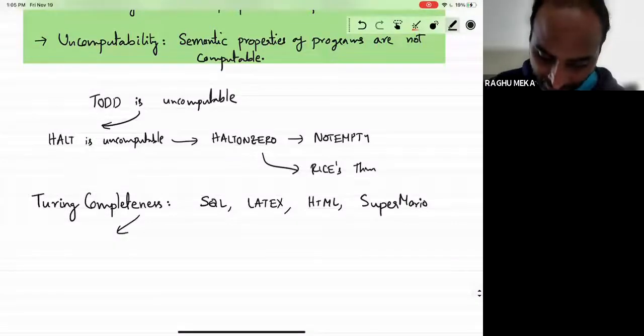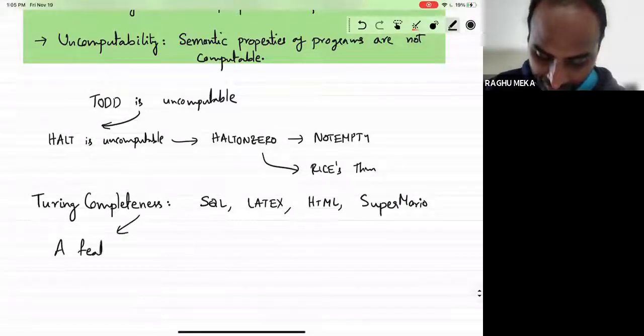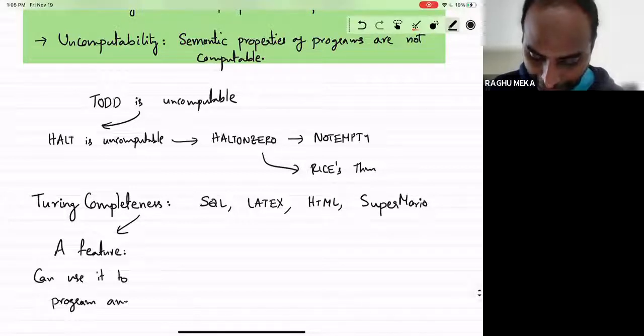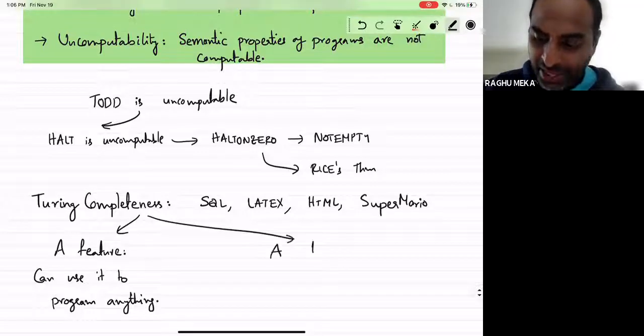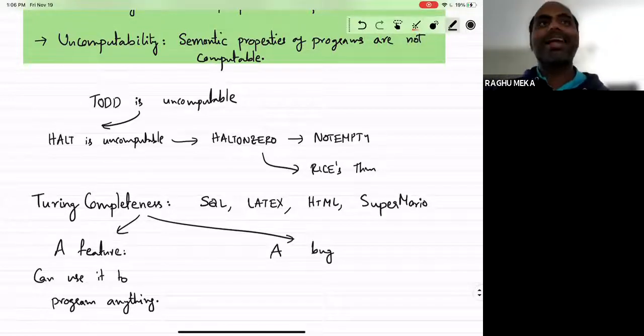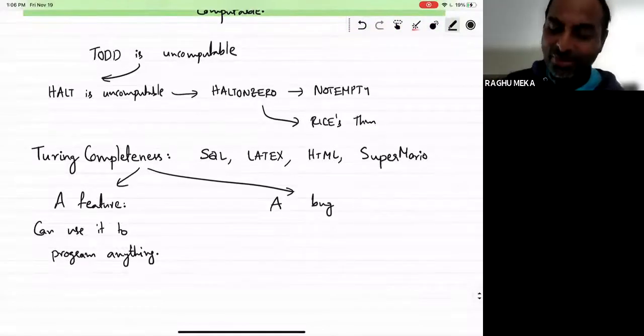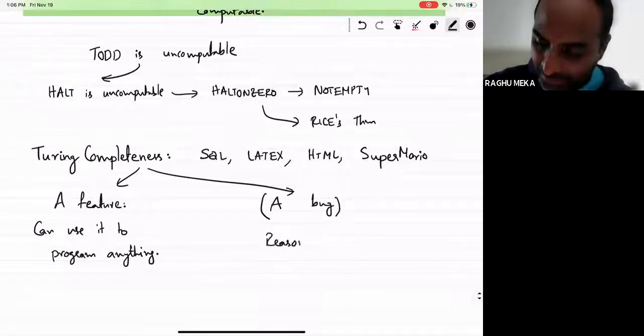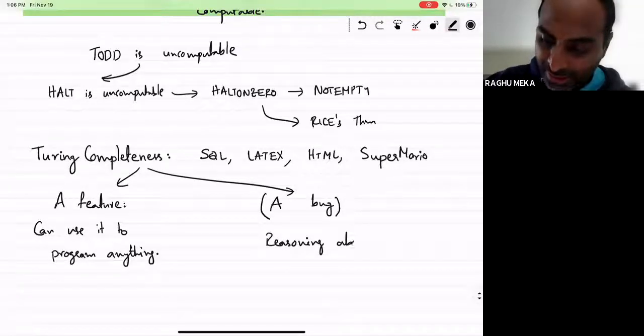right? A feature. Can use it to program anything. Why could it be a bug? Well, I can't program anything, and more importantly, a bug because reasoning about programs becomes unsolvable.